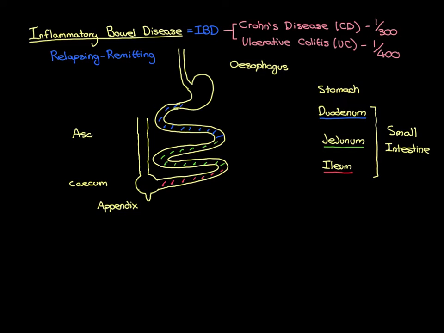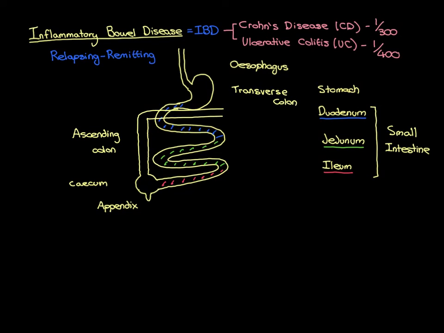So this is the ascending colon, because of course it's going up here, and then it turns around at a right angle just below the liver, and then comes into the transverse colon that moves horizontally like so. So let's put here: this is the transverse colon.